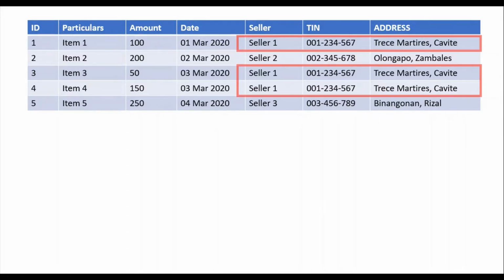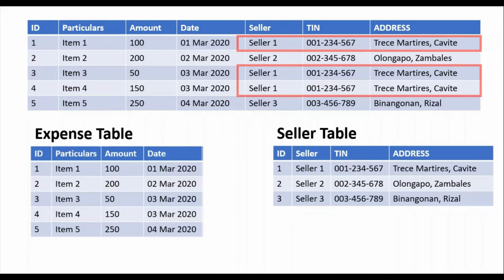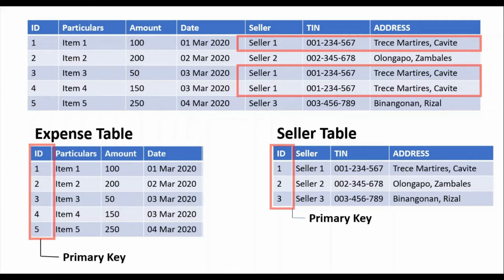As a solution, we need to separate the table for the expense and table for the seller. Each of the tables should have a record identifier. This ID is record identifier for expense table. This ID is for record identifier for seller table. The record identifier field is called primary key. Data type of the primary key does not need to be numbers. It could be letters or alphanumeric, but it should be unique.